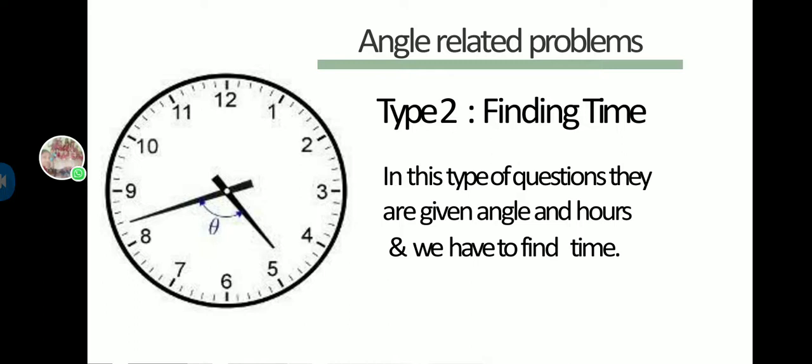Next, angle related problems, finding the time. In this type of question, they give the angle and hours and we have to find the time. Before, we were finding theta, the angle subtended. So theta equals 30 hours minus 11 by 2 minutes. But here we have to find the time, not theta.